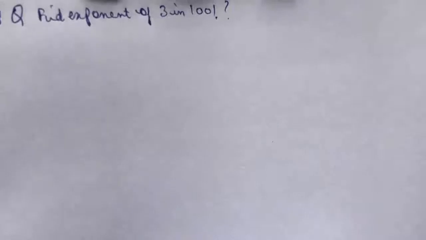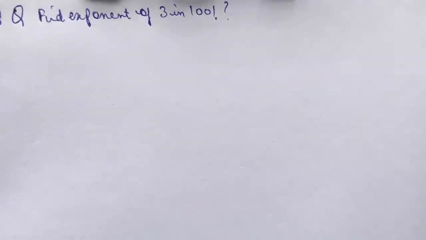Find exponent of 3 in 100 factorial means how many 3's are going to be there in 100 factorial. So for any prime number, the concept is going to be the same. For finding the exponent of 2, we were dividing the number every time by 2. Now we have to find the exponent of 3. We'll divide every number by 3.